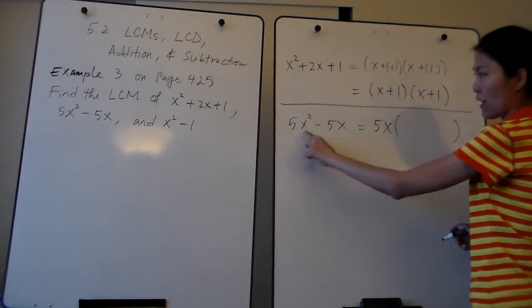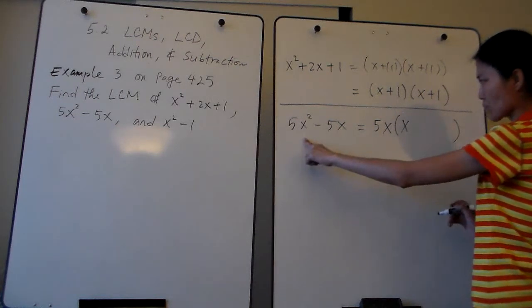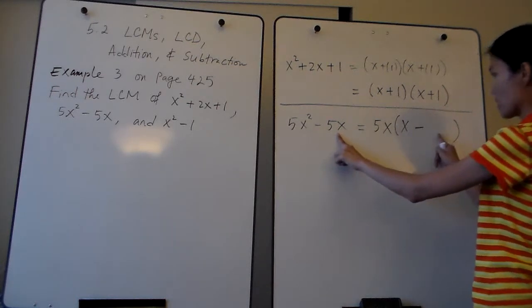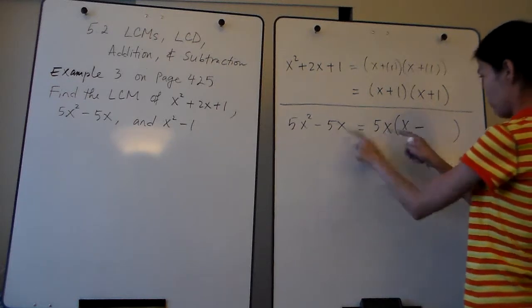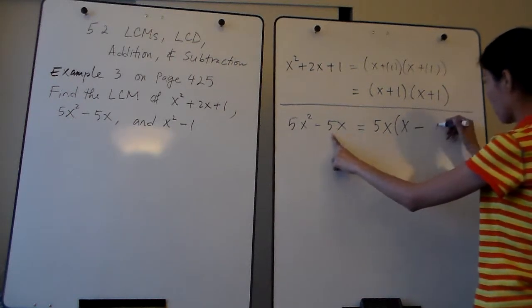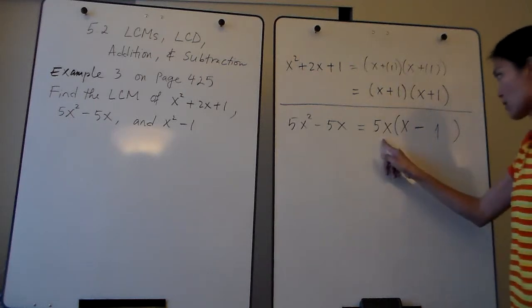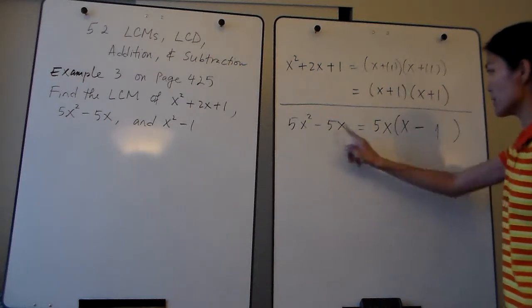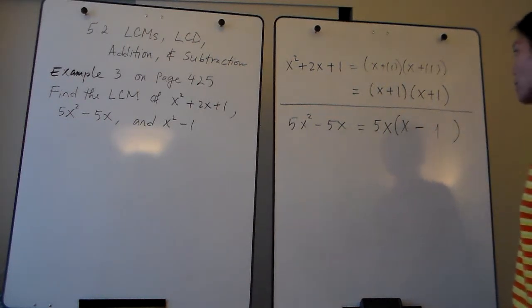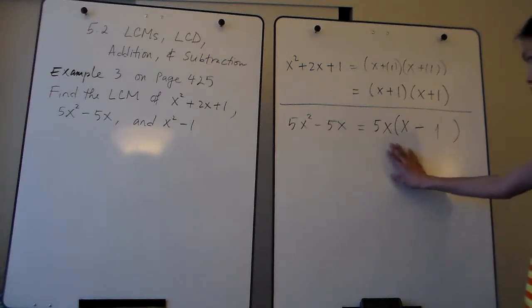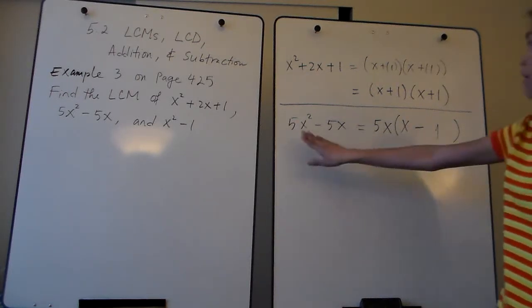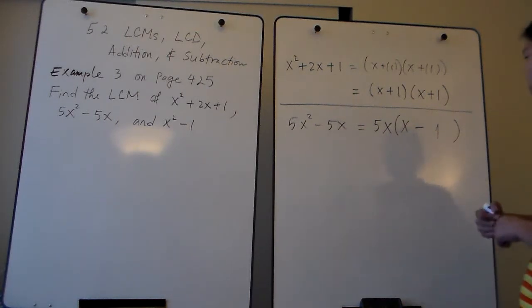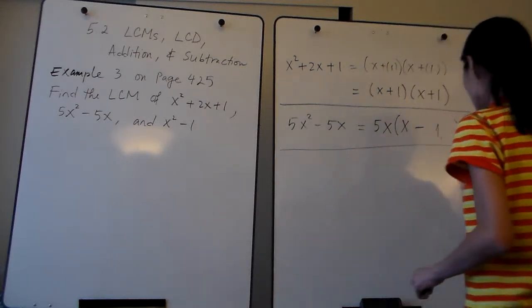5x times what equals 5x squared? x, right. Then the subtraction. 5x times what equals 5x? 1, right. You can double check. 5x times x is 5x squared, minus 5x times 1 is 5x. So you know that you factored out correctly. Now, this is all you can factor out. So the factorization of 5x squared minus 5x is 5x times x minus 1. So we're done with the second expression.